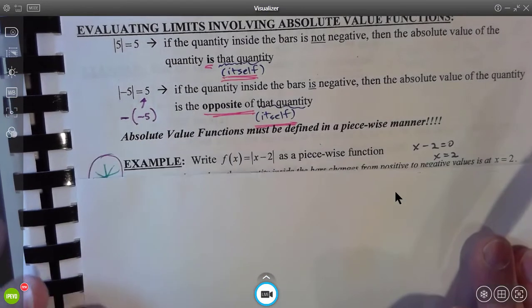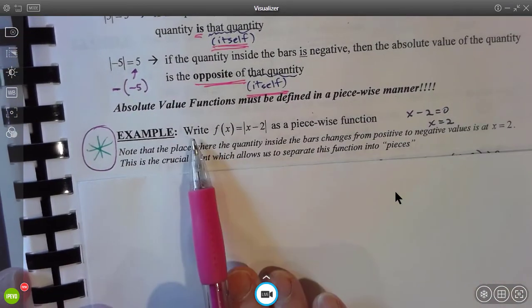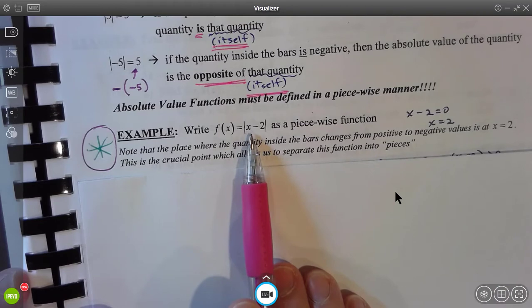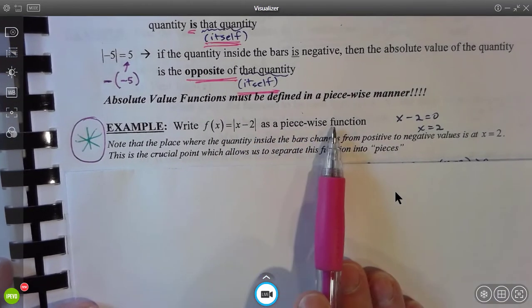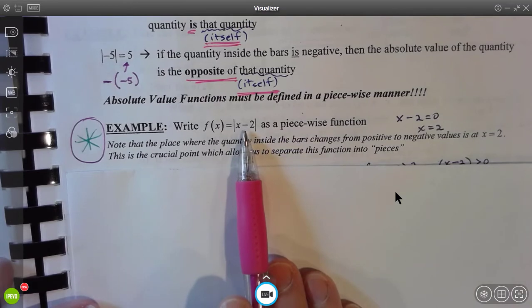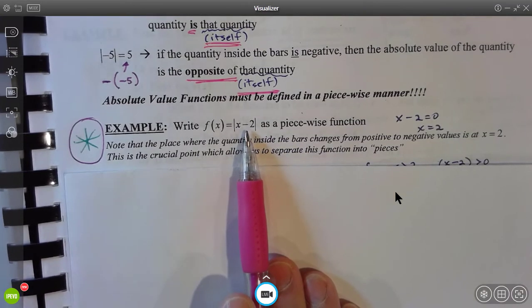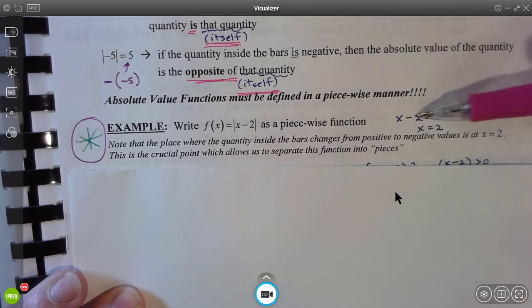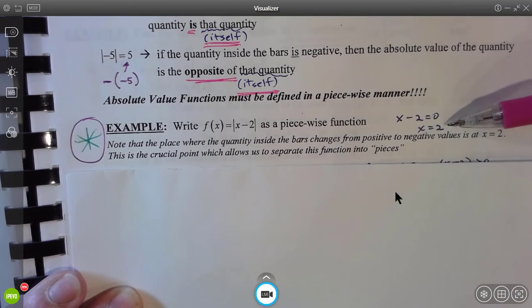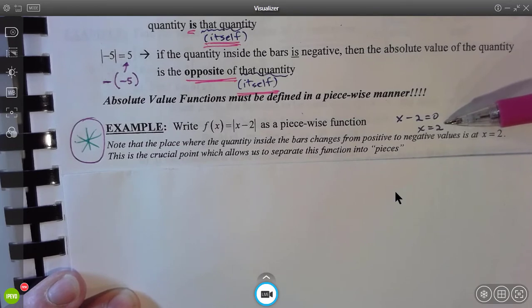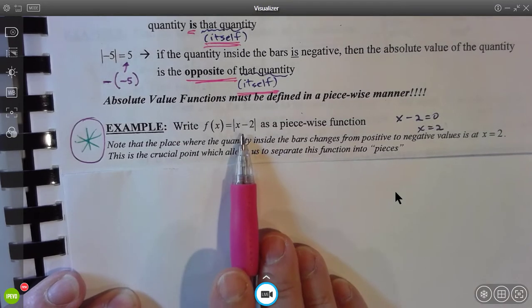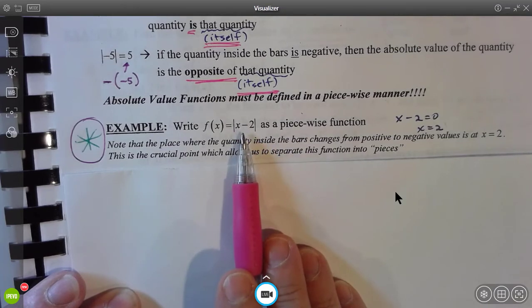Now, this is going to be important when we get to piecewise functions. So here we're going to write the function f of x equals absolute value of x minus 2 as a piecewise function. Well, to find it as a piecewise function, since it's absolute value, we need to figure out where the quantity inside the bars is positive and where the quantity inside the bars is negative. Well, that involves finding where the quantity inside the bars is 0. So we're going to be looking at numbers greater than 2 and smaller than 2. Now, this is very elementary for you, but we know that when numbers are bigger than 2, the quantity will be positive. And when numbers are smaller than 2, the quantity will be negative for those numbers.